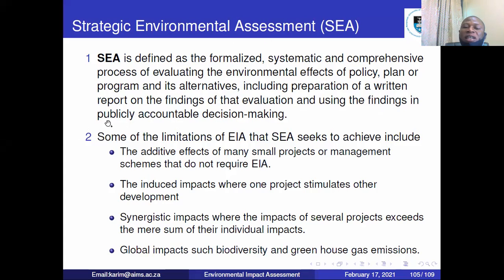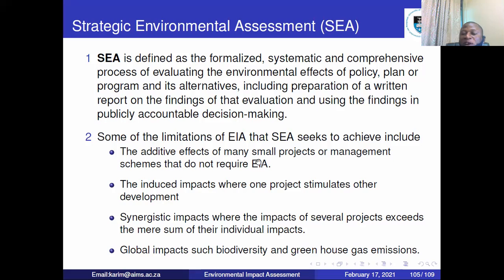So usually, the normal environmental impact assessment does not take into account the additive effects of small projects. Your small project on its own may not have that much effect on the environment. But if you have 10 to 20 of such projects, then the impact will be great. The normal environmental impact assessment does not look at the additive effect of so many projects, but only a single project. But the strategic environmental assessment takes into account the impact of several projects.